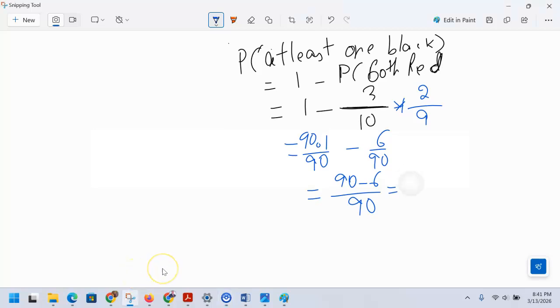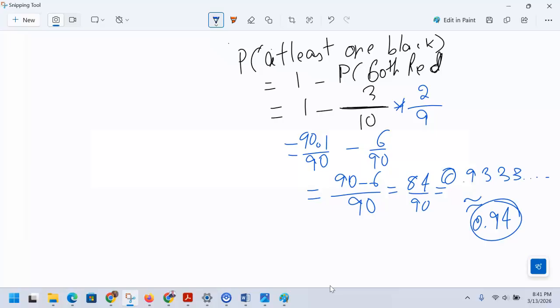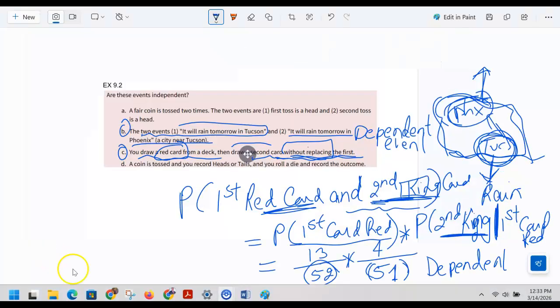So that will give you 84, and using the calculator, you'll get 0.93333. Okay, and then this goes round it to 0.94. So almost the same, exactly the same answer. Let's go to the next.